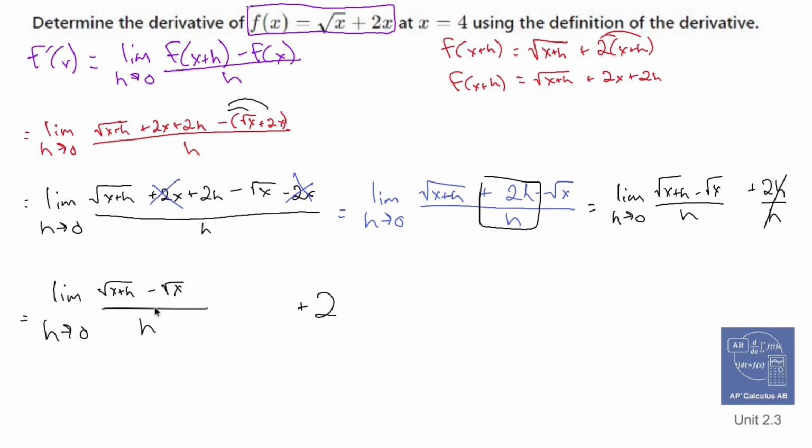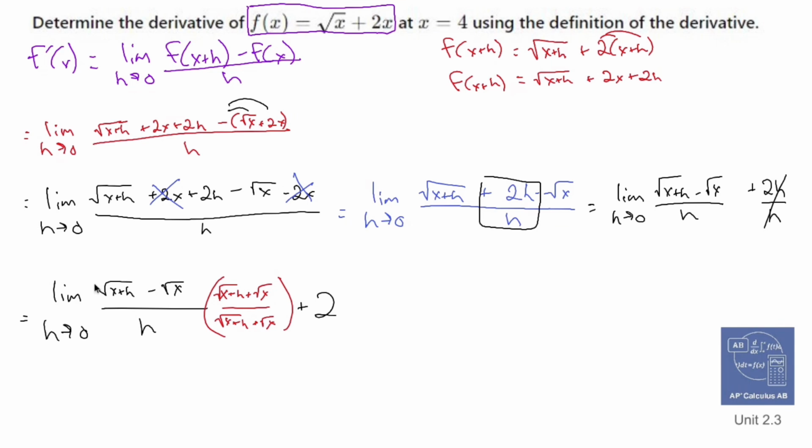Now the reason why I'm leaving space here is I still can't plug in 0. Nothing great happens. But what I can do is multiply the numerator and the denominator by the conjugate of this guy to have difference of squares thoughts. So if I multiply by root x plus h plus root x over root x plus h plus root x, this is what happens up here.